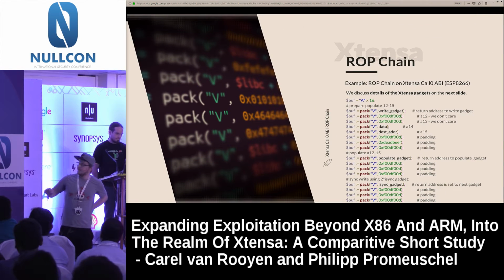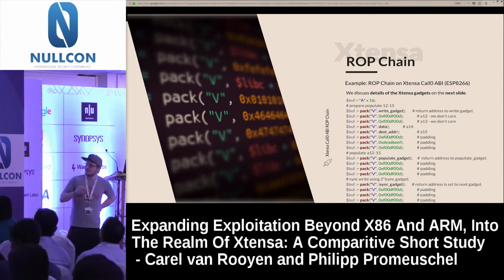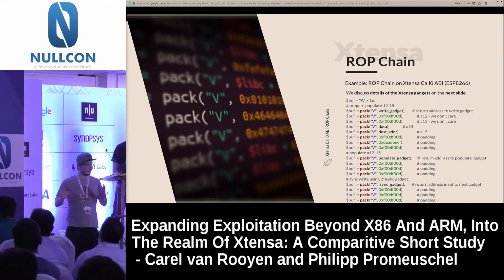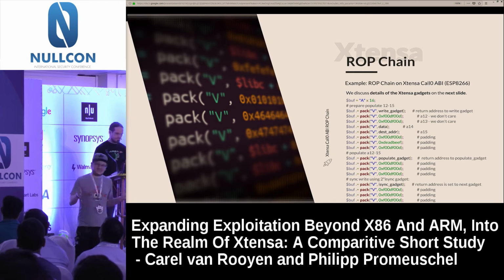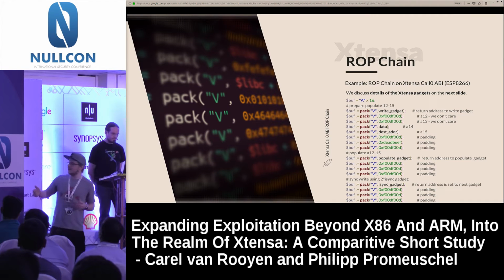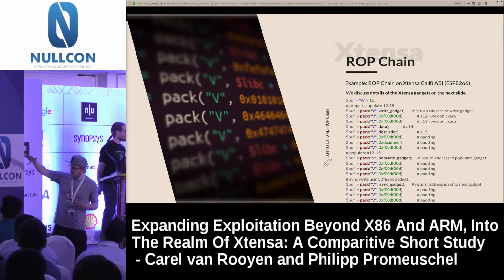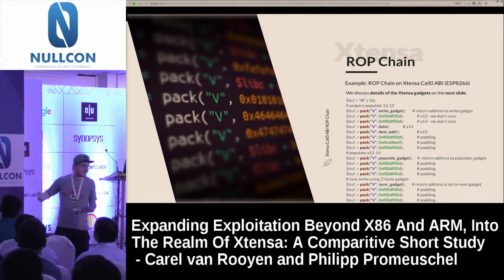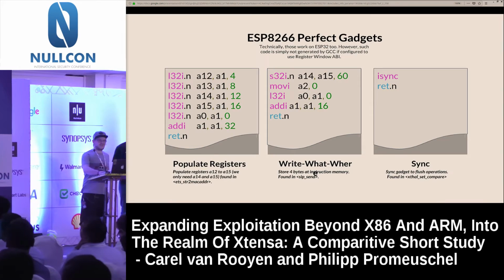So this is what the ROP chain looks like on Xtensa, but without the register window ABI. We don't have return instructions on the register window ABI, but I still want to show you this because it's possible on the architecture, but the code is not generated if you have the register window ABI active. So this is populating registers, and then it's just writing what we have. We have more detail on the next slide. Yes, I show you the gadgets in detail now.